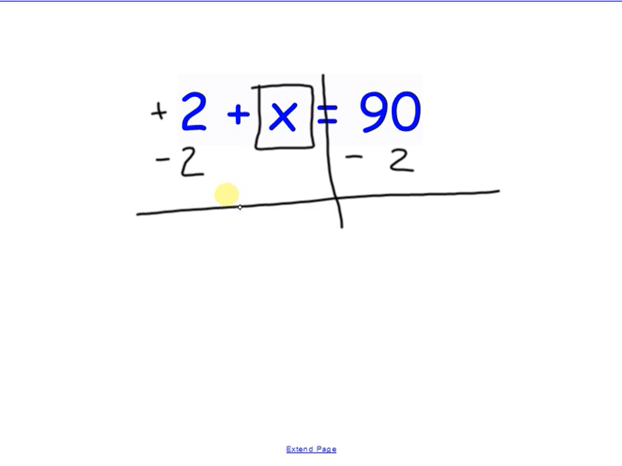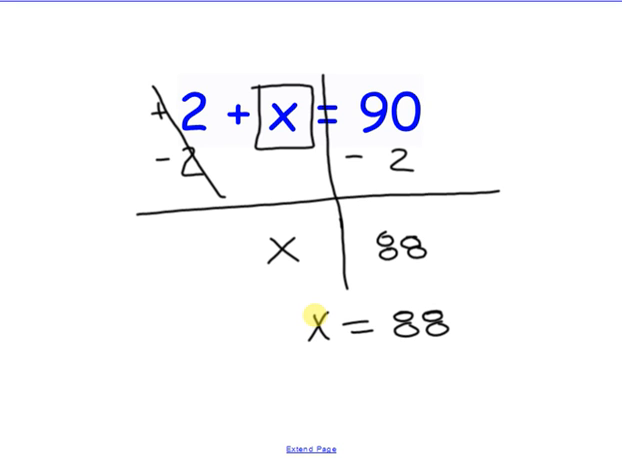So when you have 2 minus 2, they go bye-bye, and you get 0. And you bring down your x. And 90 minus 2 is 88. So your answer is x equals 88. Now that you've got the hang of it a little bit, I'm going to show you how to check your answer. Okay? So make sure you get this down because I'm going to erase what is up here.